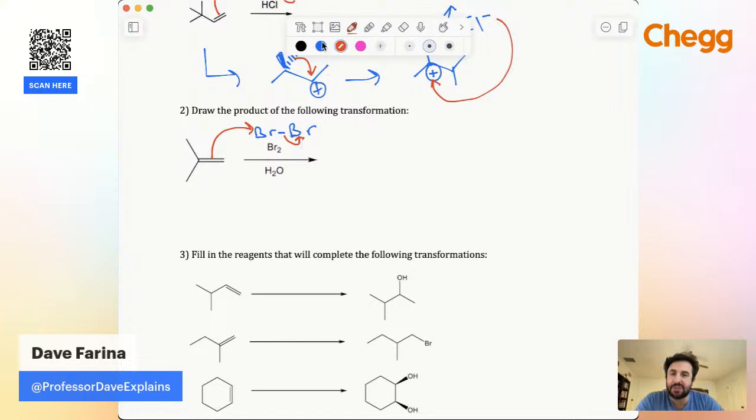Now, I think we talked about this last time. Some students do get confused as to how a non-polar diatomic molecule could act as an electrophile. HCl makes sense because of the polarity of that bond, but Br2 is totally non-polar because the two atoms are the same element, so they have identical electronegativities. In this case, it's simply because of the polarizability of that bromine-bromine bond.